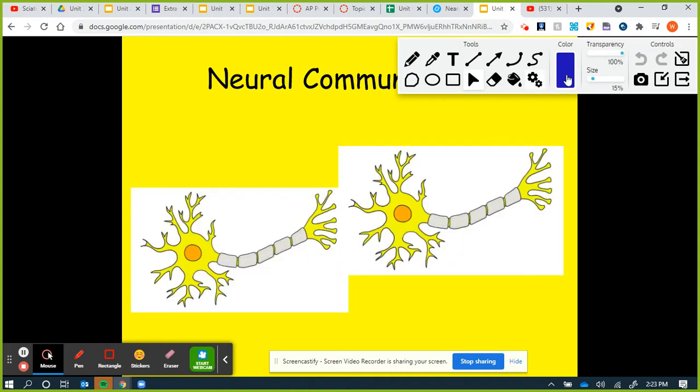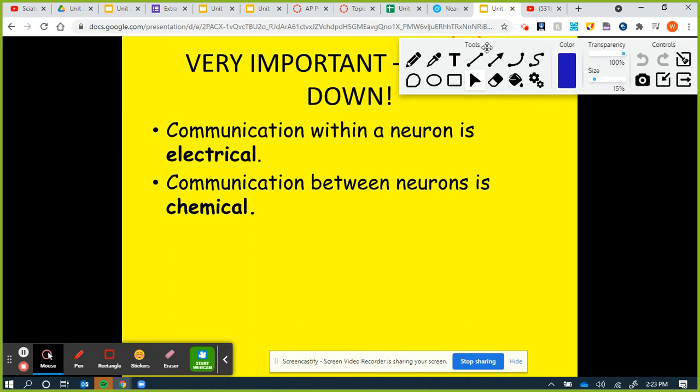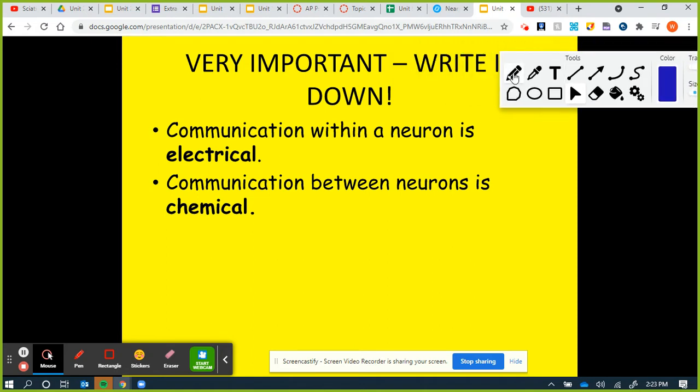Okay. So I would say probably the hardest part of this unit is the part regarding neural communication, how neurons communicate with each other. So something to remember: within a neuron, signals that travel in a neuron are electrical signals. Communication within a neuron is electrical. Communication between neurons is chemical. There's the action potential, and then the action potential causes the release of the chemical messengers, neurotransmitters.